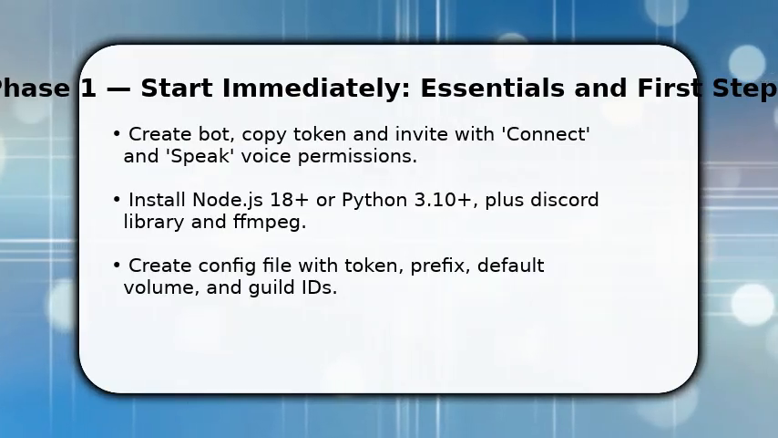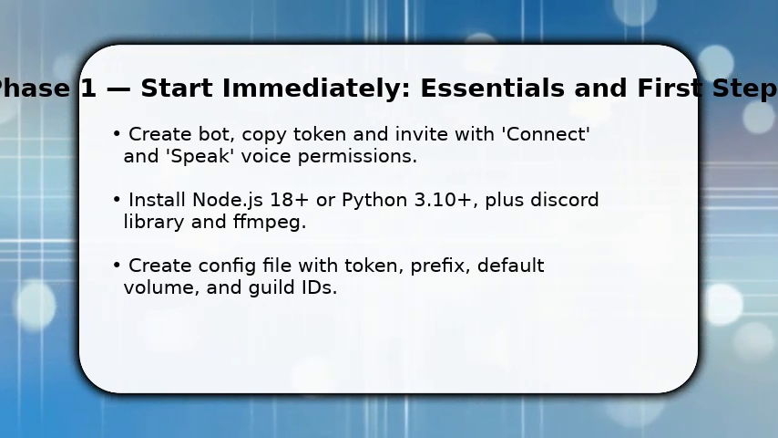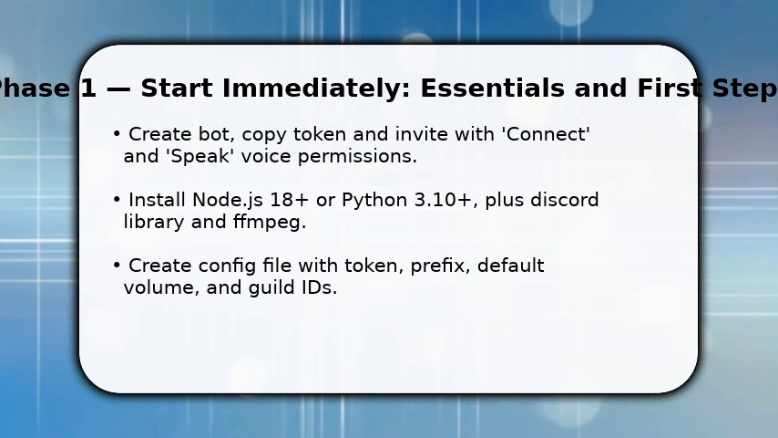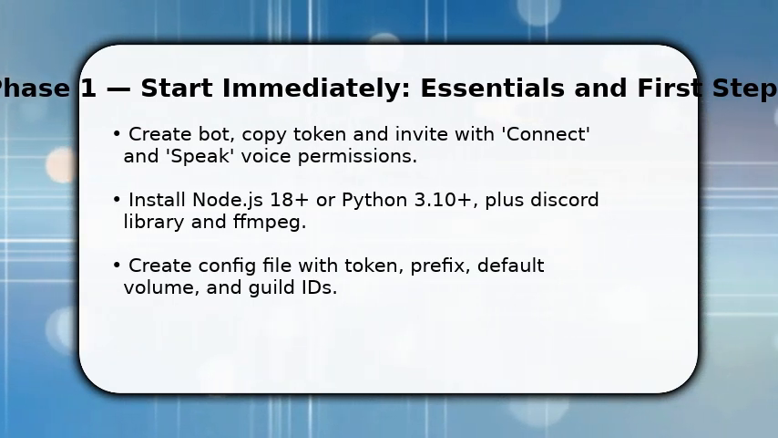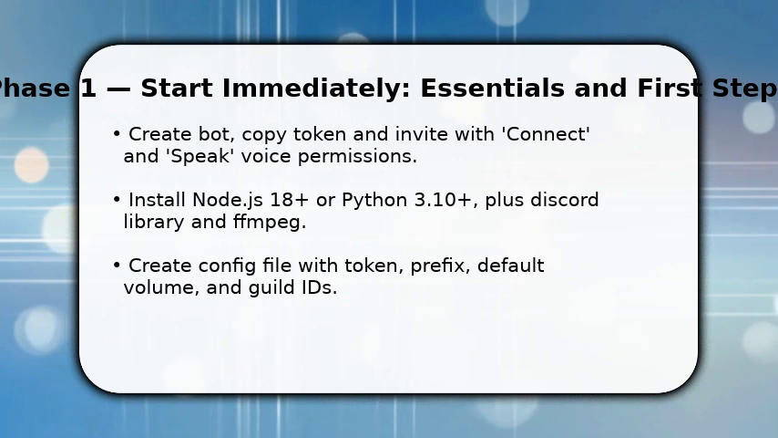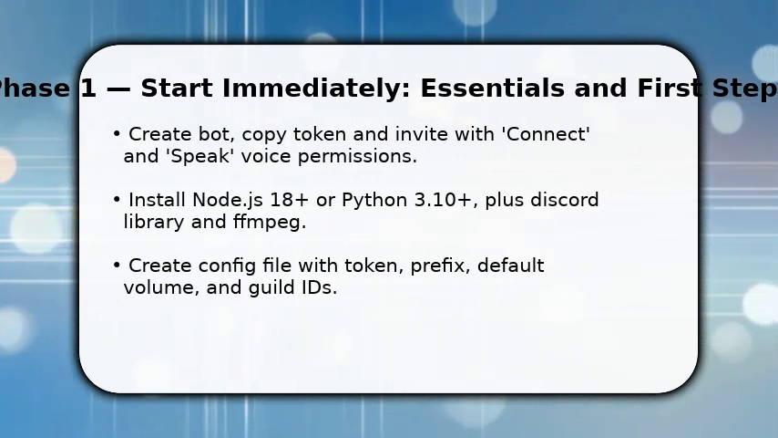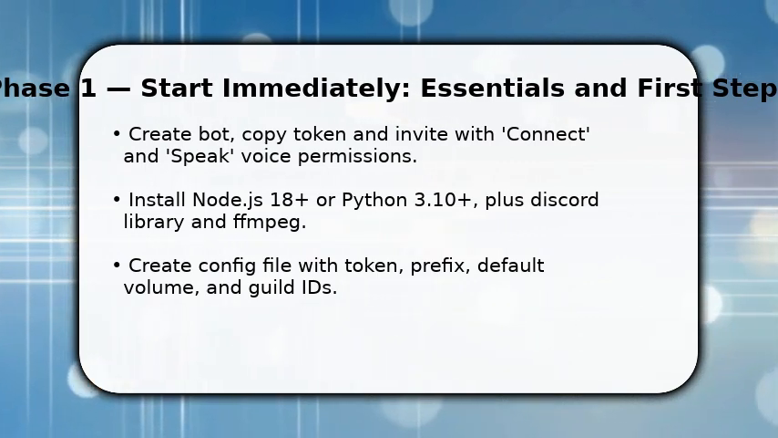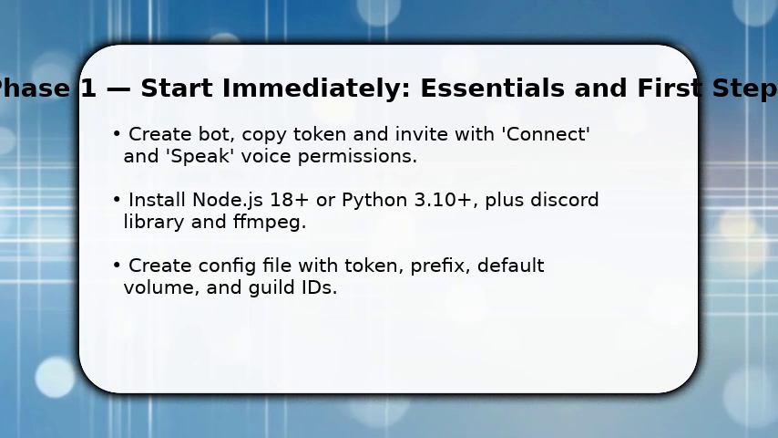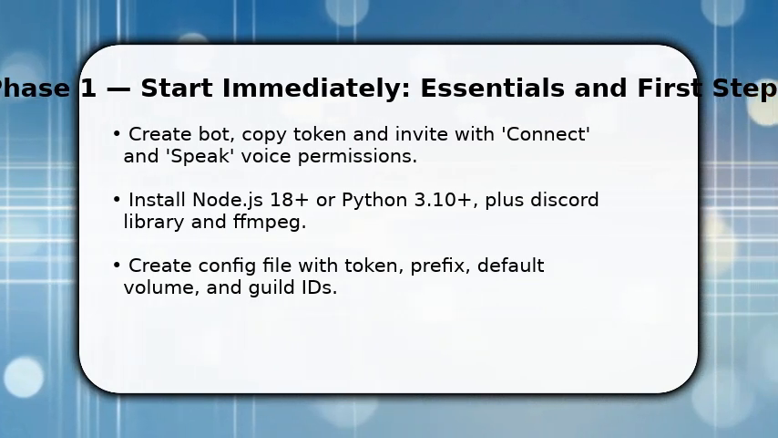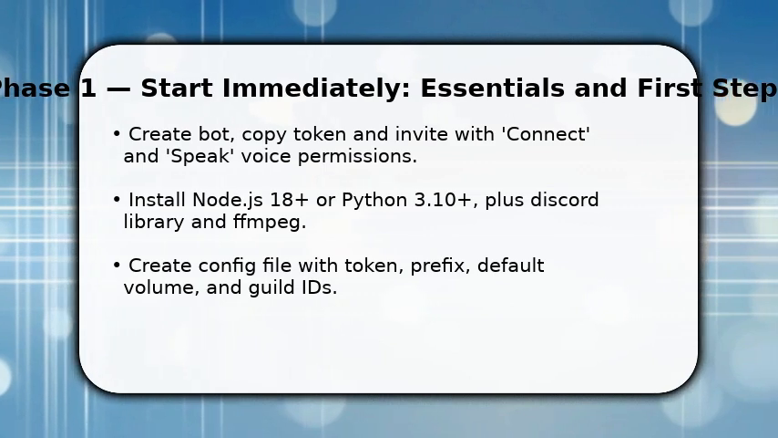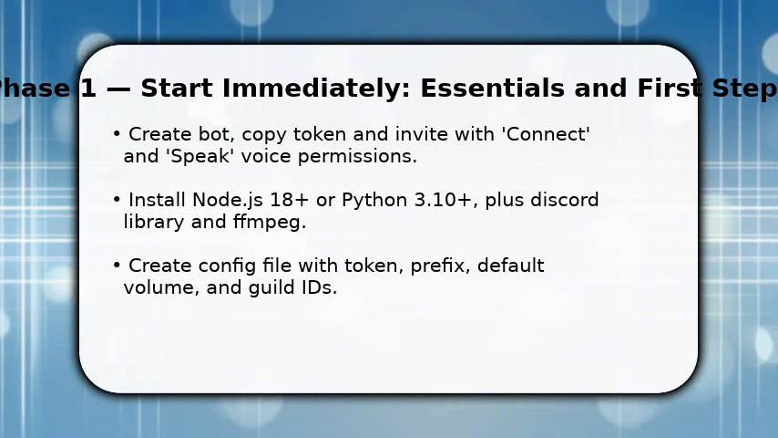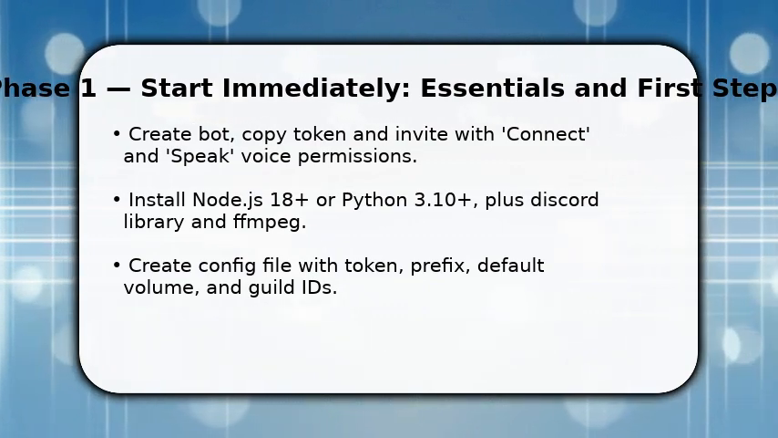You start by preparing the bot so it can actually join a voice channel: copy the token, and invite it with connect and speak permissions. Once done, install Node.js 18+ or Python 3.10+, and add the Discord library plus FFmpeg so audio can be encoded. Next, create a minimal config file containing your token, command prefix, default volume, and guild ID. This gets you from 0 to a running process that can accept play commands and join a voice channel immediately.